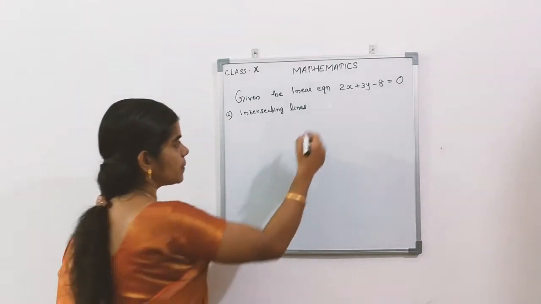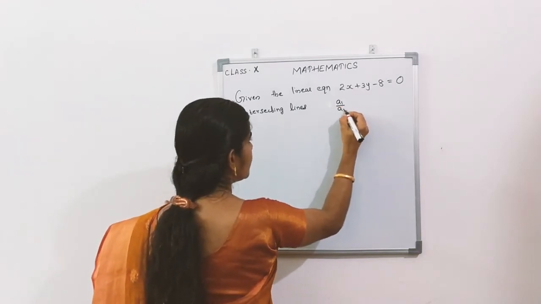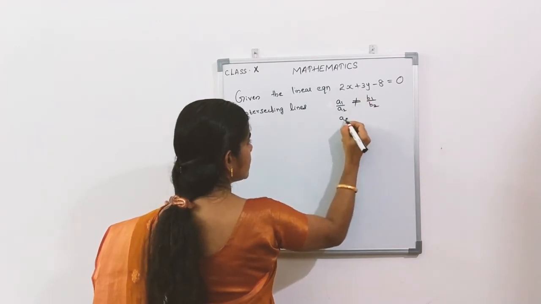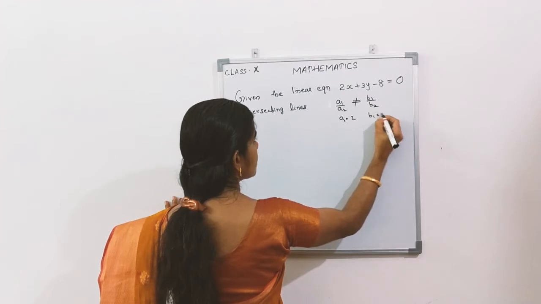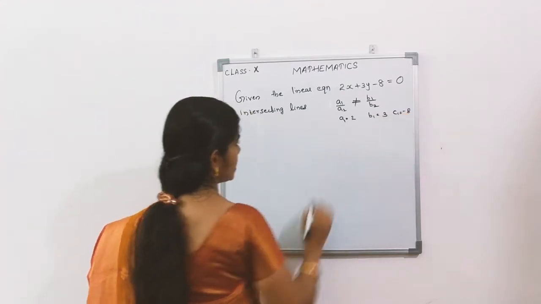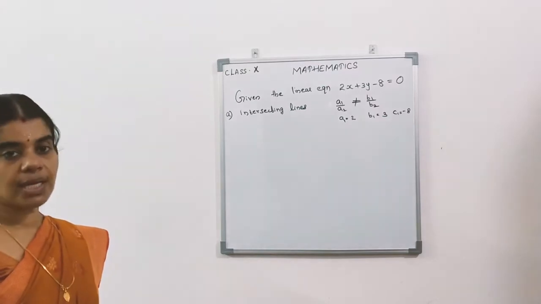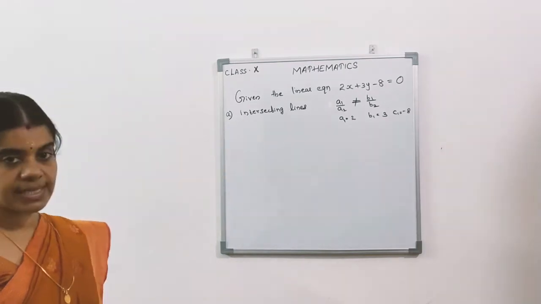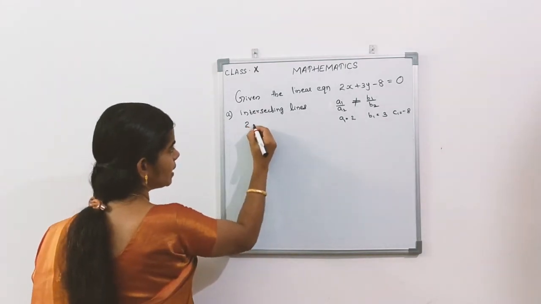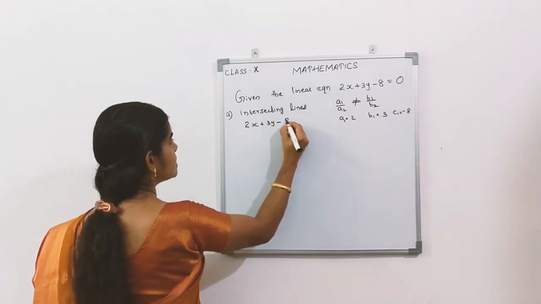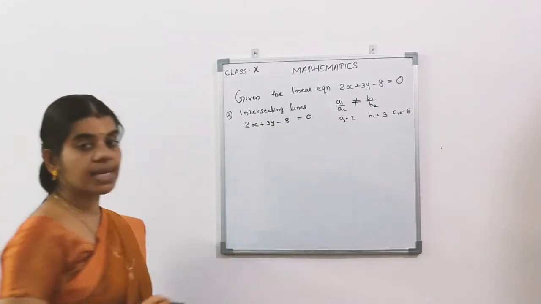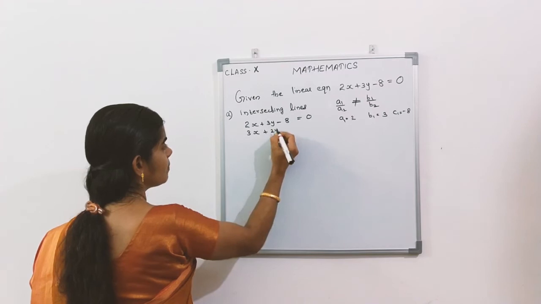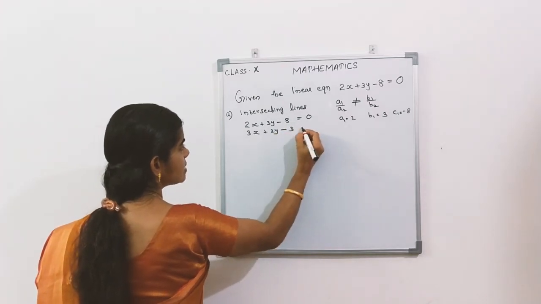Then what is the condition for intersecting lines? a1 by a2 not equal to b1 by b2. Here a1 is equal to 2, b1 is equal to 3 and c1 is equal to minus 8. That condition you want to follow for getting the intersecting lines. Therefore the first equation you already know, 2x plus 3y minus 8 equal to 0. I am just changing the x and y coefficients. Next I am writing 3x plus 2y. Here any number we can write. I am writing minus 3 equal to 0.